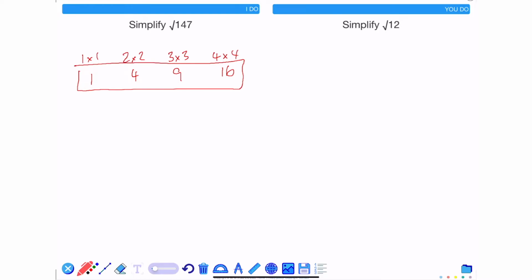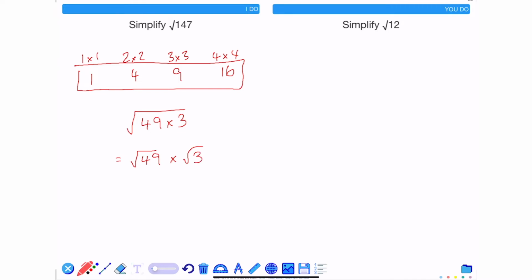These are my perfect square numbers. Whenever we simplify a surd, the aim is that we try and write a number, in this case 147, as the product of two numbers, where one of them is the highest perfect square number. 147 can be written as 49 times 3, where 49 is 7 times 7. The square root of 49 times 3 will give exactly the same answer as the square root of 49 multiplied by the square root of 3.